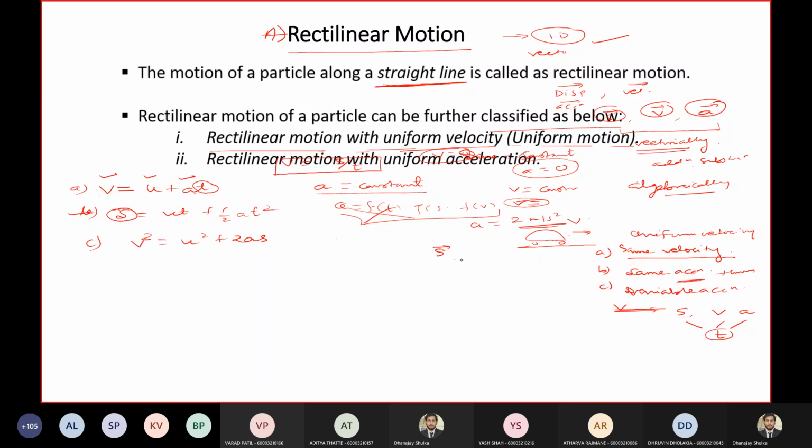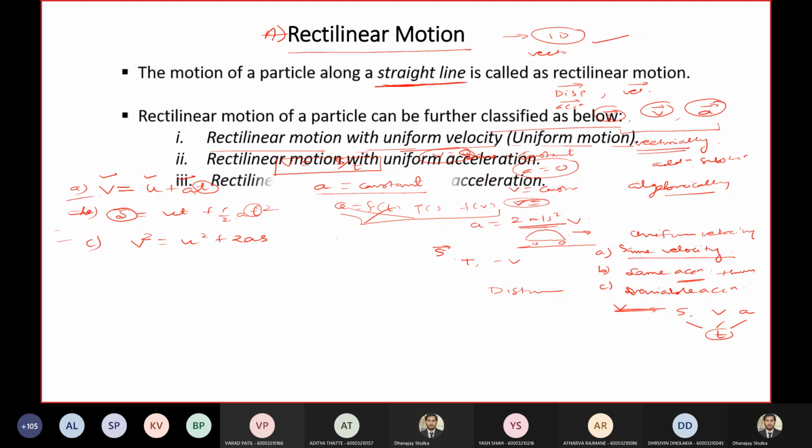That may be positive or negative. Displacement may be positive or negative. We are going to see what is the difference between distance and displacement. Then again here, what is t? A scalar quantity. a and u are vector quantities. So I hope it is clear to you.